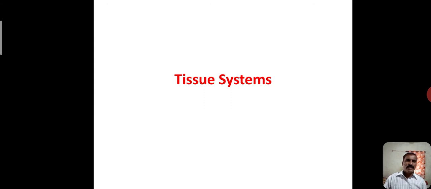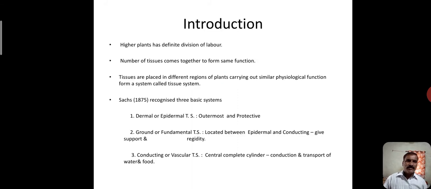Today we are going to study the tissue system. In higher plants there is a definite division of labor. That means, as in an industry, there are various types of labor, and each labor has different functions, different works. Like that, higher plants have a definite division of labor. A number of tissues come together to perform the same function.